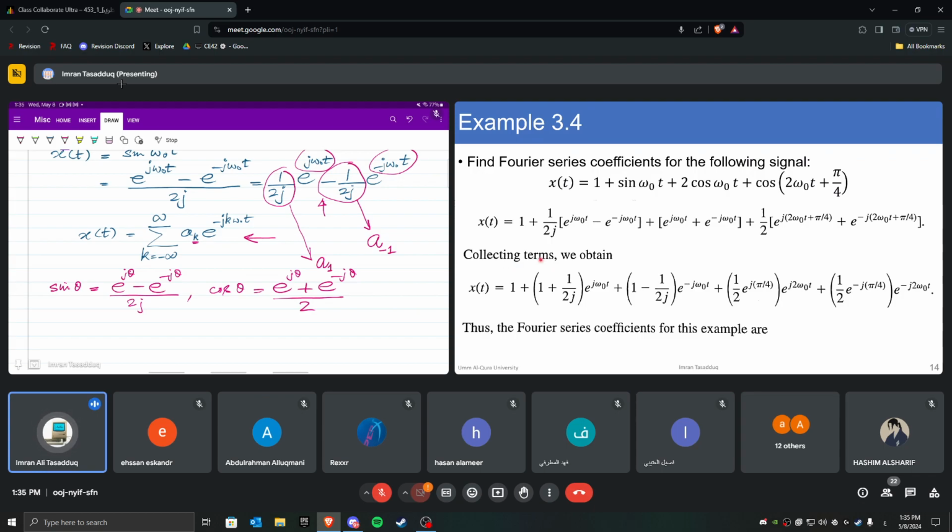What does it mean, collecting terms? If you look at this e to the j omega naught, what is the value of k here? 1. How about here? Also 1, right? And that's it. So we have these two terms. For both of them, the value of k is 1. So I can take this common here, right? And with this one, there is 1 over 2j, which comes here, and with this one, there is a 1 here, which comes here. So that means that when k is equal to 1, the coefficient ak is this. A1 is this. Is it clear? Are you getting my point?